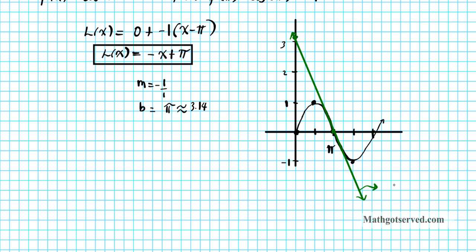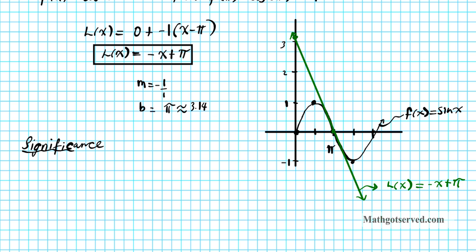Okay, let's label and state the significance of our result. This is the linearization L of x given by the equation negative x plus pi, and this is the function f of x, which is sine x. Okay, now what is the significance of what we just did? Significance.